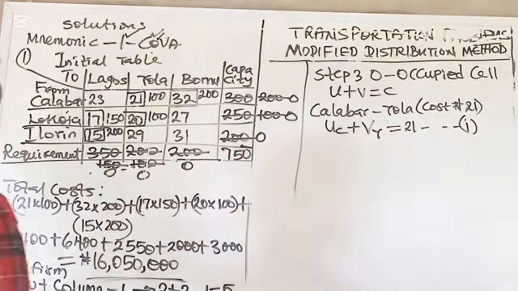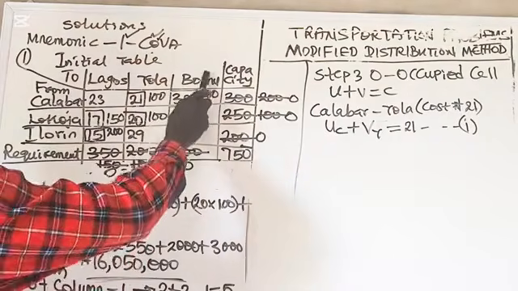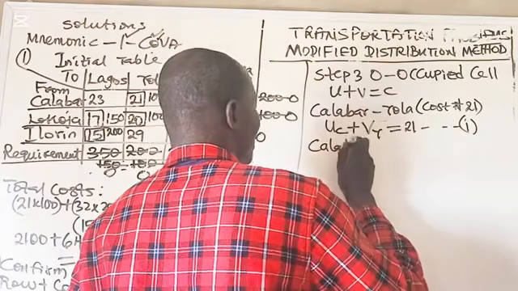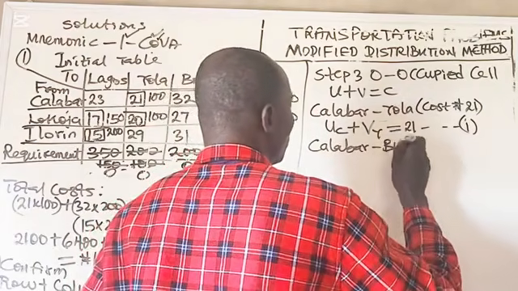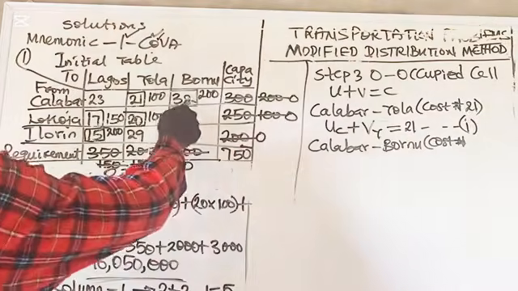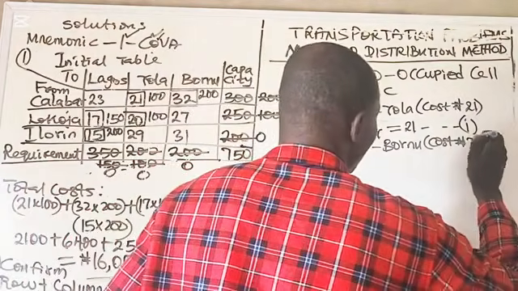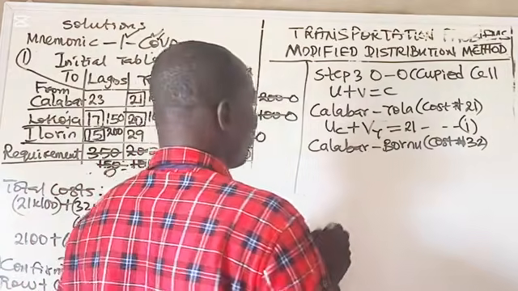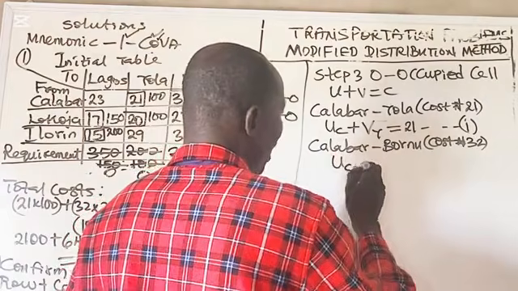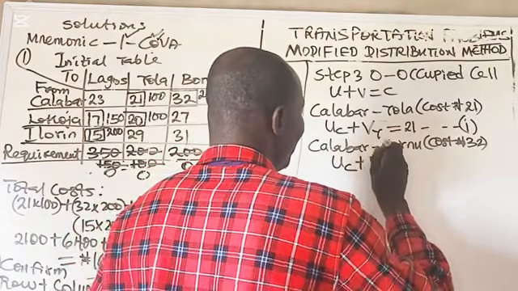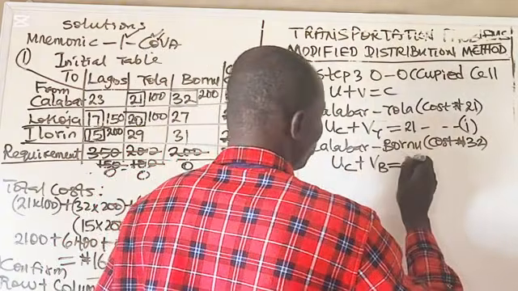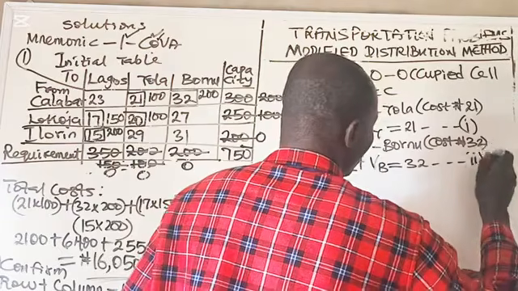Then the next row. So we have Calabar to Bonu, and the cost is 32. That means we have U for Calabar plus V Bonu. Remember, V is for column, while U is for row. Equals 32. Equation 2.